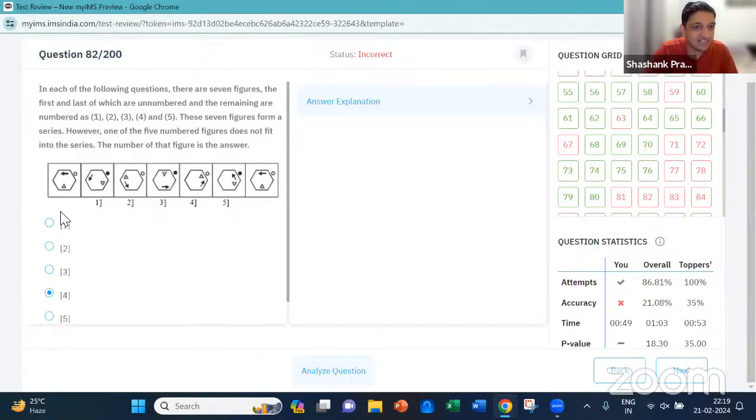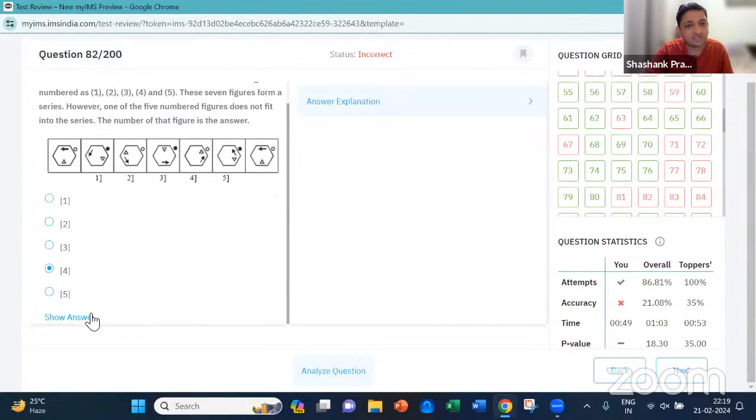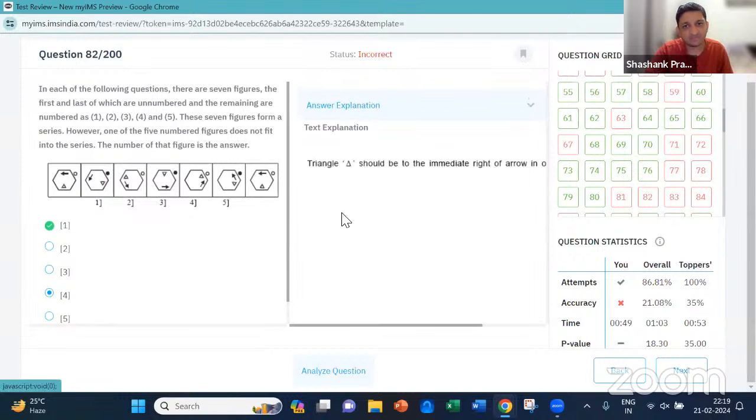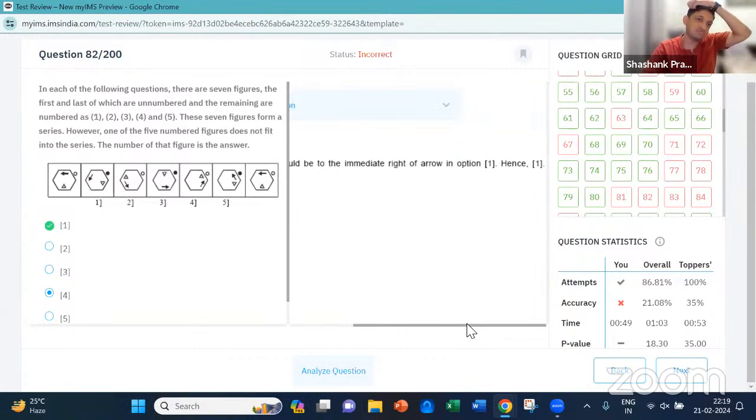वो triangle का कुछ तो गड़बड़ था ना. I did something. So 1, then 2, 3. Sorry, 1, 1, 2, 3. Then 1, 2, 3, 4, 5. Then 1, 2, 3, 4, 5, 6, 7 होना चाहिए था यहाँ पे. Then 1, 2, 3, 4, 5, 6, 7, 8, 9. अच्छा, 4 was the answer. No, yeah, why was 4 not the answer? अच्छा, 1 was wrong. Triangle should be to the immediate right of the arrow in option 1. Okay, I'll have to check this. I'm not sure.